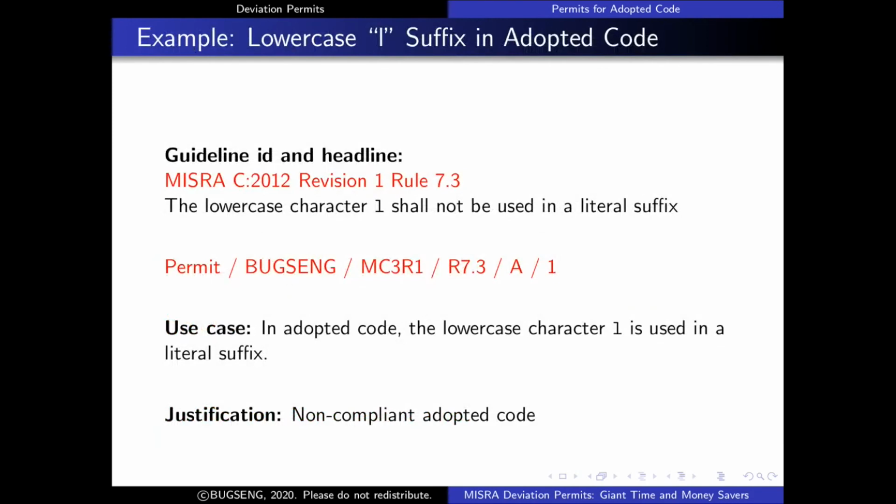So under this assumption, we can develop a permit for, I've taken the simplest example, rule 7.3, saying that the lowercase character L shall not be used in a literal suffix. Permit, BUGSENG, MISRA C 2012 revision 1, rule 7.3, permit A, version 1 of this permit. The use case is that in adopted code, the lowercase L is used in a literal suffix. The justification in this case is the third one in the list, if I remember correctly, the fourth, non-compliant adopted code. This is one of the 4 legitimate reasons for deviating.